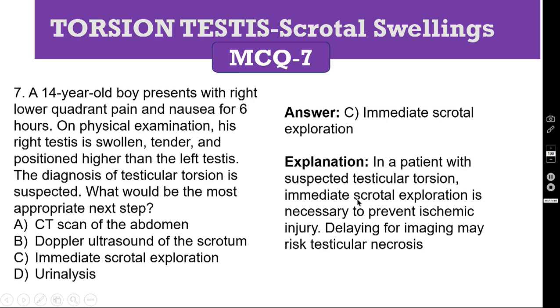In a patient with suspected testicular torsion, immediate scrotal exploration is necessary to prevent ischemic injuries. So within 6 hours, if you are intervening, you can salvage 100% of the testis. That is why, as early as possible, you have to do it. Delaying for imaging may risk testicular necrosis.